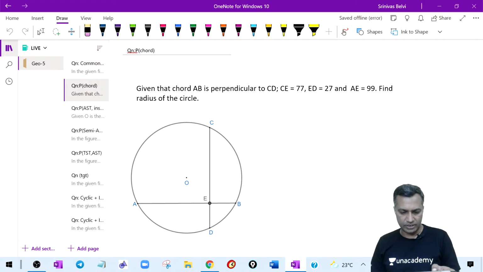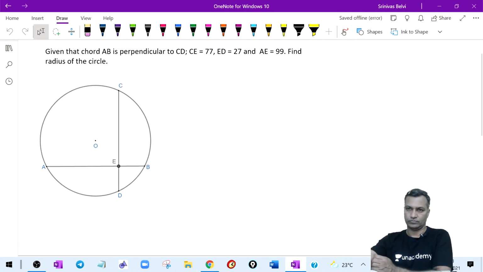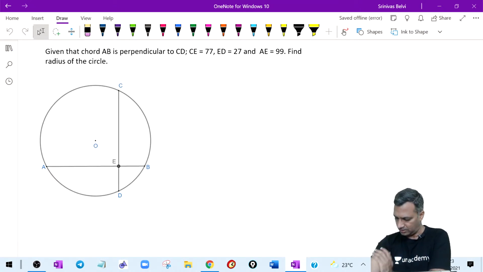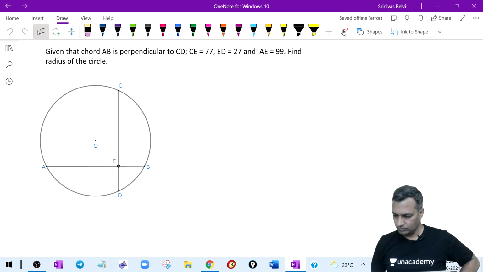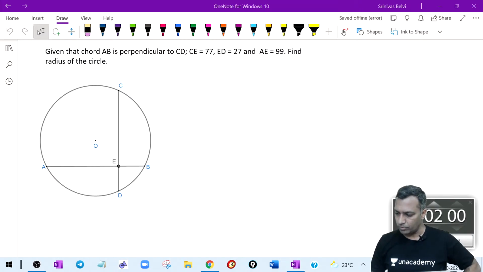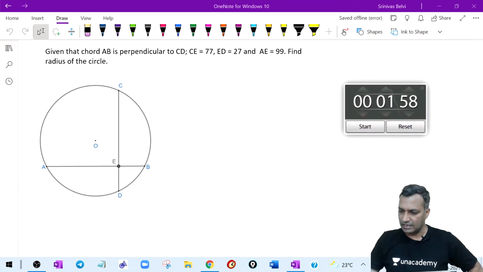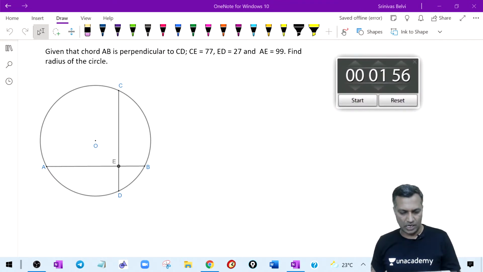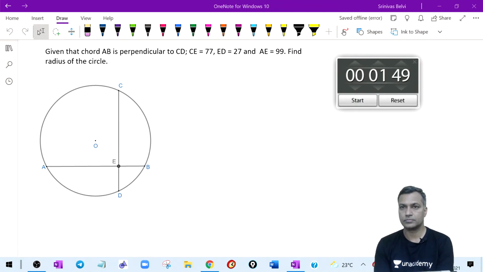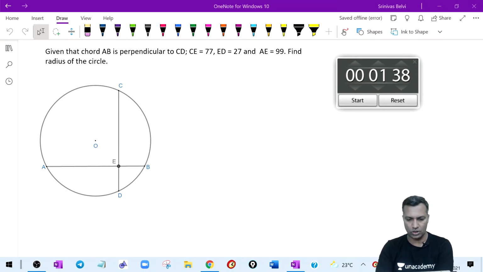All right, so here we go on to the chords. Let's do this one. I will give 2 minutes. A little bit of calculation is there. Go ahead. That is a beautiful CAT question. I changed the numbers. Very beautiful CAT question on chords.